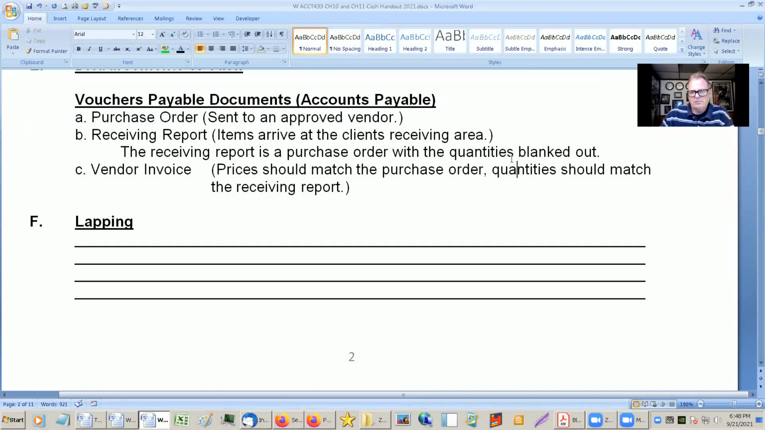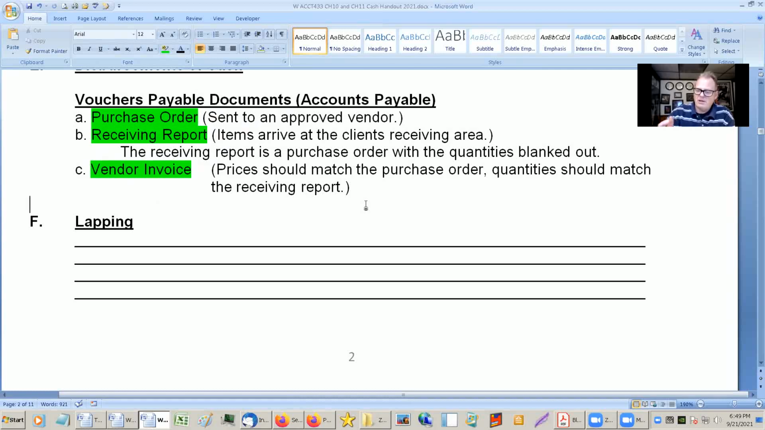Any questions on that? Okay. So these are the three things that you match up whenever you want to get a payment out. Now, you do this for accounts payable. So, what's a voucher payable? A voucher payable is simply a document that says all three of these things have been received.